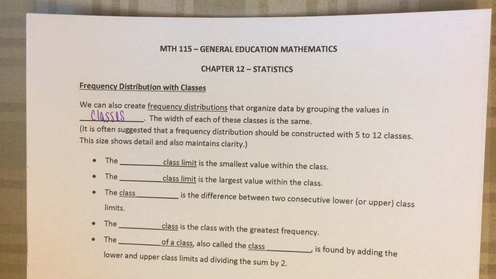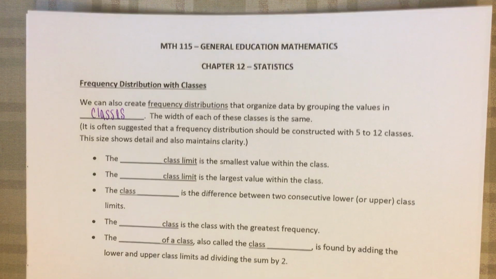It is often suggested that a frequency distribution should be constructed with 5 to 12 classes. This size shows detail while also maintaining clarity. We don't want a frequency distribution with 100 different classes because that's too many. At the same time, we don't want 1 or 2 classes because that doesn't give us enough detail.